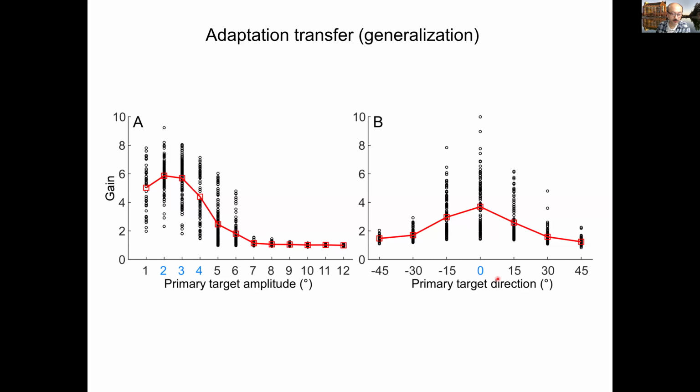And then, of course, the adaptation also generalized or transferred to other directions. We adapted at 0-degree, which is rightward horizontal, and it transferred well to plus or minus 15-degree of horizontal direction. At 30-degree it is mostly low gain saccades, and the gain is still more than 1 at plus or minus 45-degree.